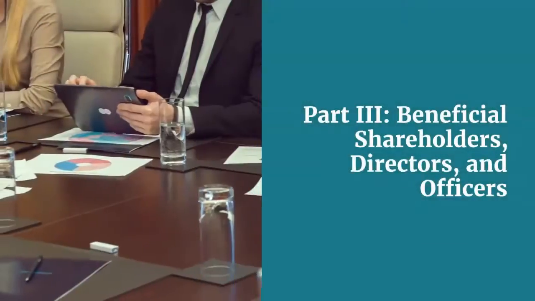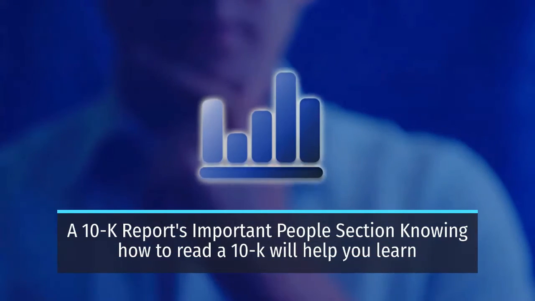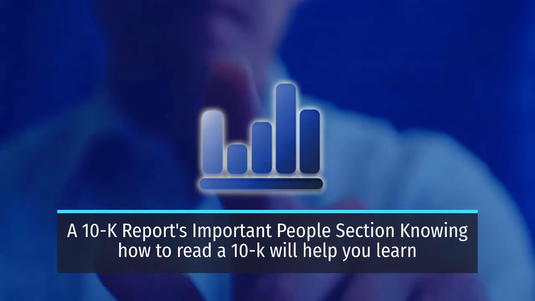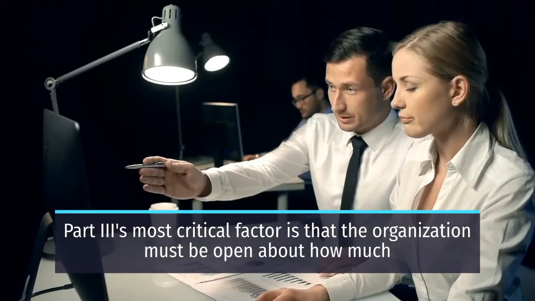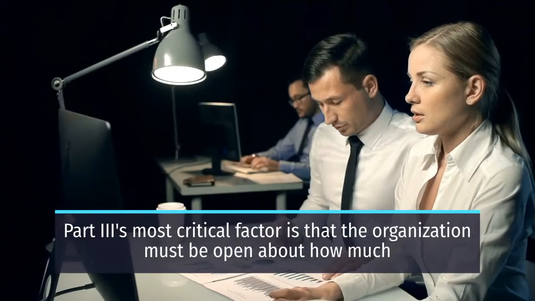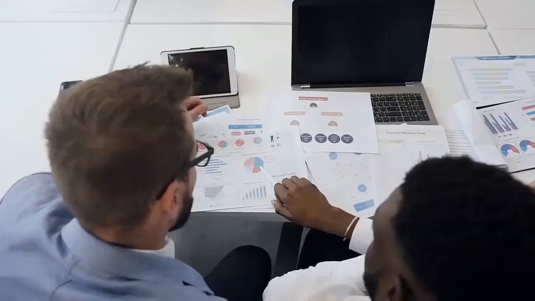Part 3. Beneficial shareholders, directors, and officers. A 10K reports important people. Knowing how to read a 10K will help you learn more about the management team. The supplementary proxy document is linked from the form. Part 3's most critical factor is that the organization must be open about how much executives are paid, what benefits they get, and who is involved.